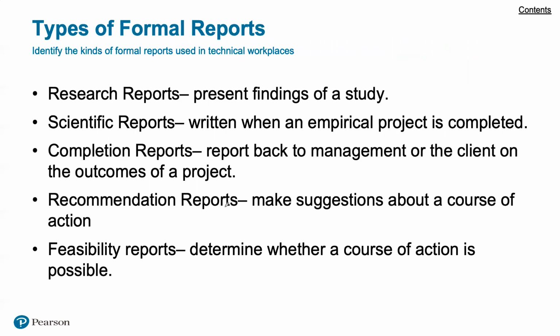So what are the types of formal reports? A research report would be something where you'd be presenting findings of a study. A scientific report is written when an empirical project is completed, so you have data and experiments and you want to be capturing that. A completion report reports back to management or the client on the outcomes of a project that was funded. A recommendation report makes suggestions about a course of action. And finally, a feasibility report determines whether a course of action is possible.